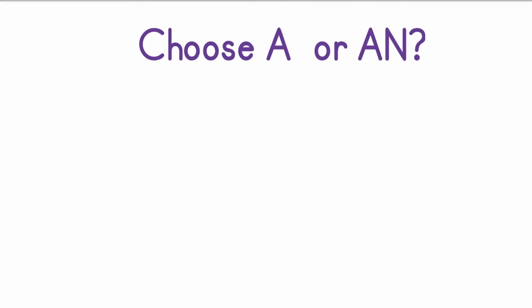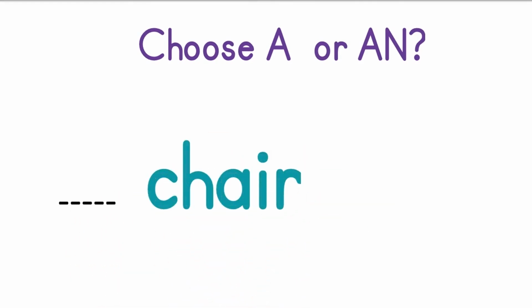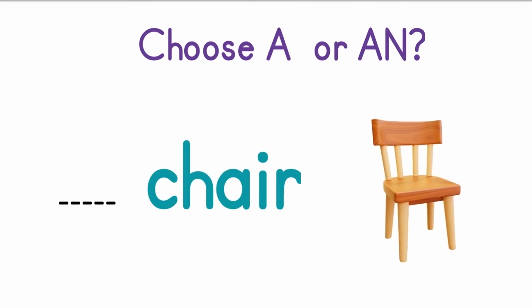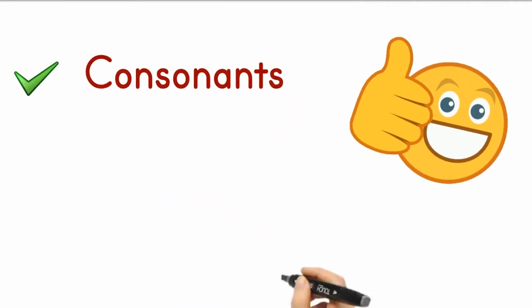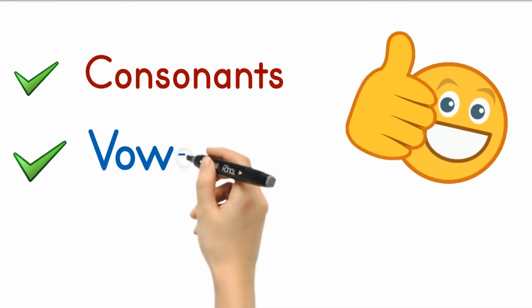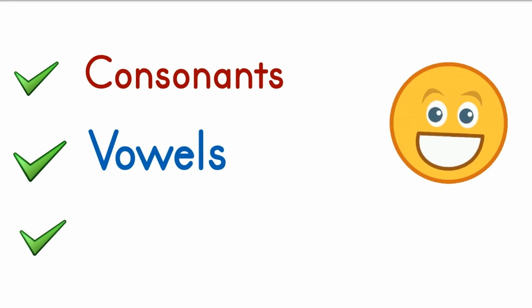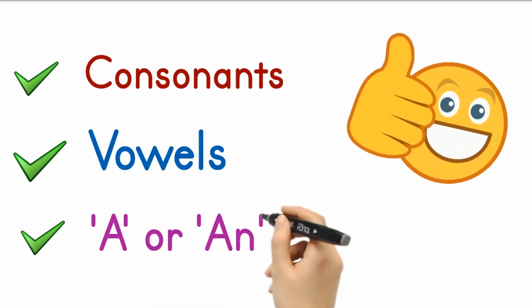And finally, chair. A chair, or an chair? Yes, it's a chair. Great job. You did amazing. Now you know about consonants, vowels, and when to use a or an.